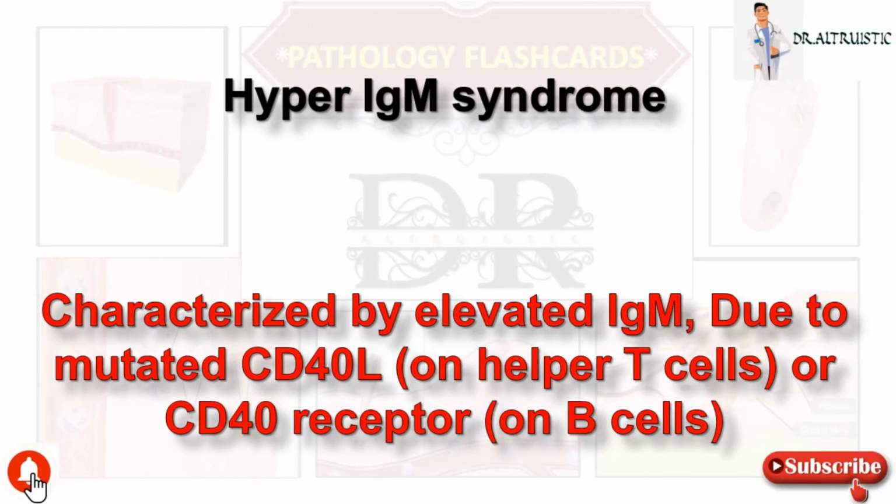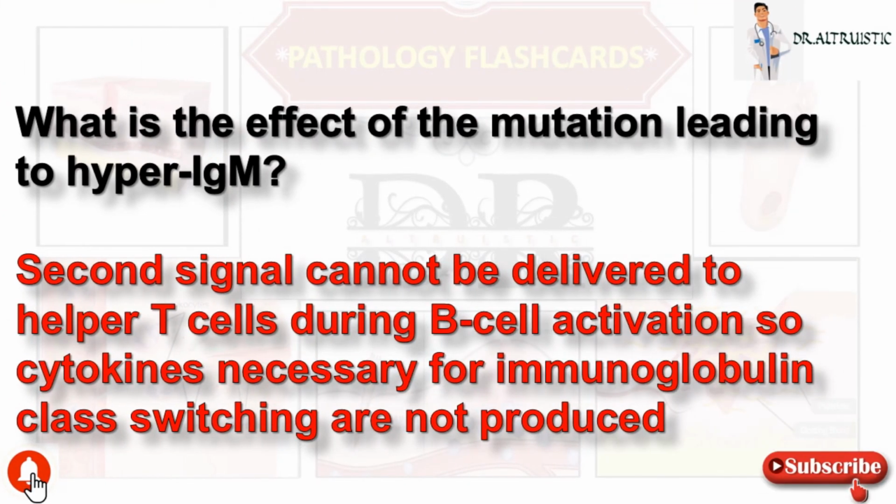Hyper-IgM syndrome. Characterized by elevated IgM, due to mutated CD40L, on helper T cells, or CD40 receptor, on B cells. What is the effect of the mutation leading to hyper-IgM? Second signal cannot be delivered to helper T cells during B cell activation, so cytokines necessary for immunoglobulin class switching are not produced.